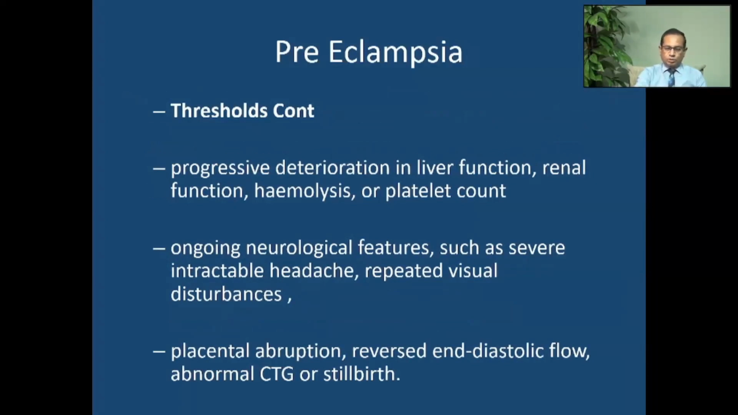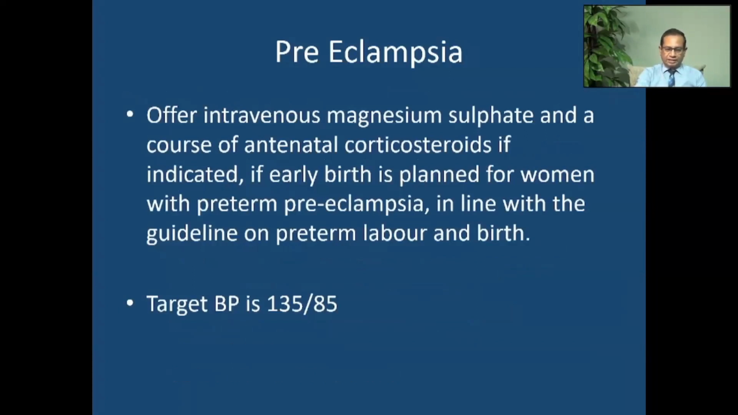And the fourth one is ongoing neurological features such as severe intractable headache, repeated visual disturbances, or placental abruption, reversed end diastolic flow, abnormal CTG, or stillbirth. And these patients should be offered intravenous magnesium sulfate and a course of antenatal corticosteroids if indicated, if early birth is planned for women with preterm preeclampsia in line with the guideline on preterm labor and birth.